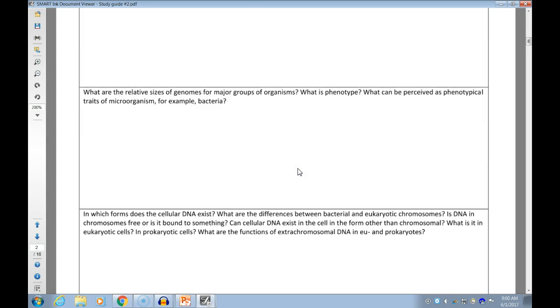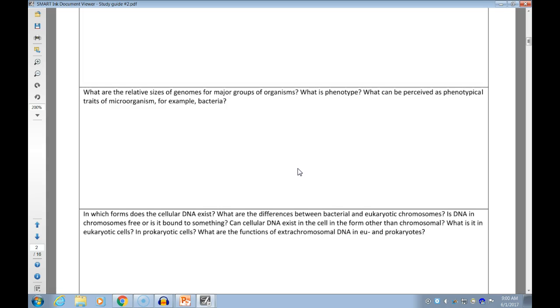Relative sizes of genomes. People forget about the numbers. Again, I'm not going to ask you what the size of the genome of E. coli is. Viruses, bacteria, single-celled protozoa, plants and animals. Okay? Fungi are in the ballpark of single-cell eukaryotes, okay? Generally, we can say plants have larger genomes than bacteria, but smaller genomes than mammals.